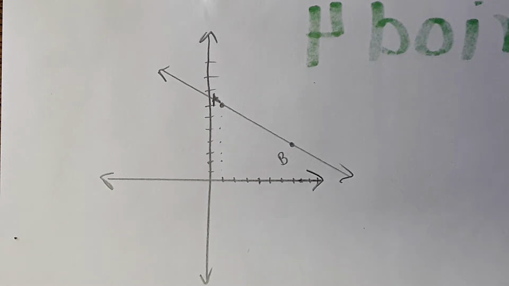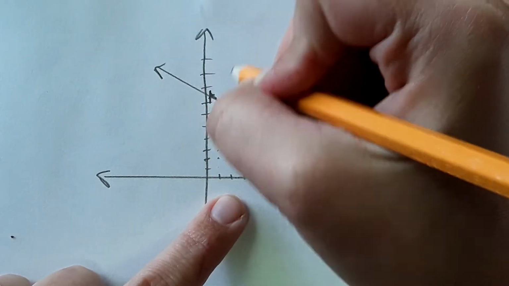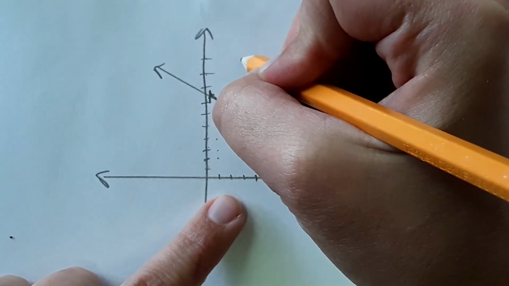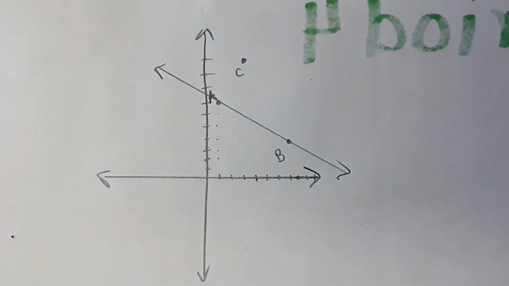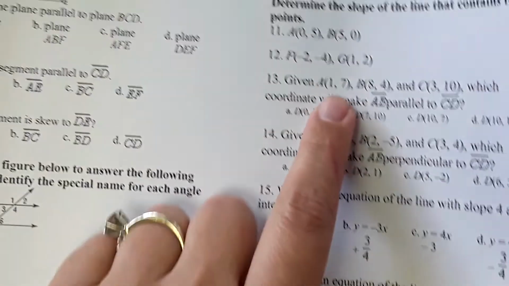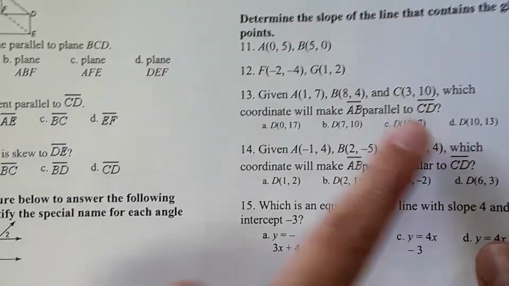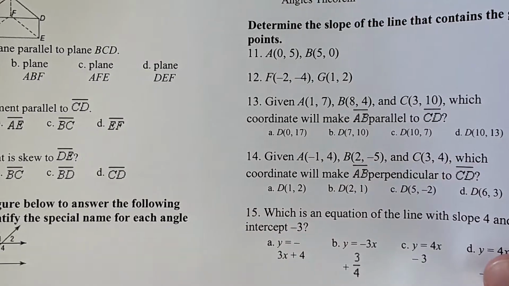Then they give us point C at 3, 10, so I'm going to plot point C right here. Okay, then from here, I'm going to go through the answer choices. So we're working on 13. I just plotted A, B, and C, and now I need to figure out what D is that would make this line parallel. I'm going to go through each one of these answer choices and just look at where it would land on the graph and see if it would make a parallel line.